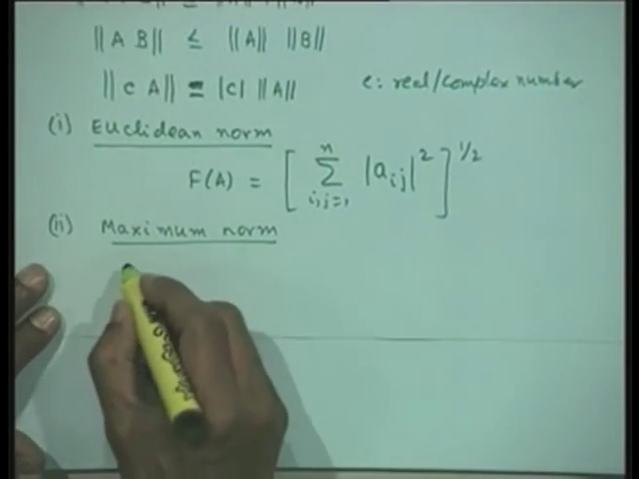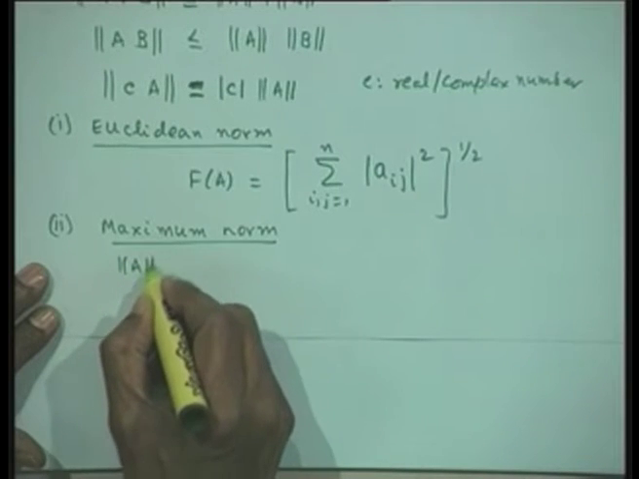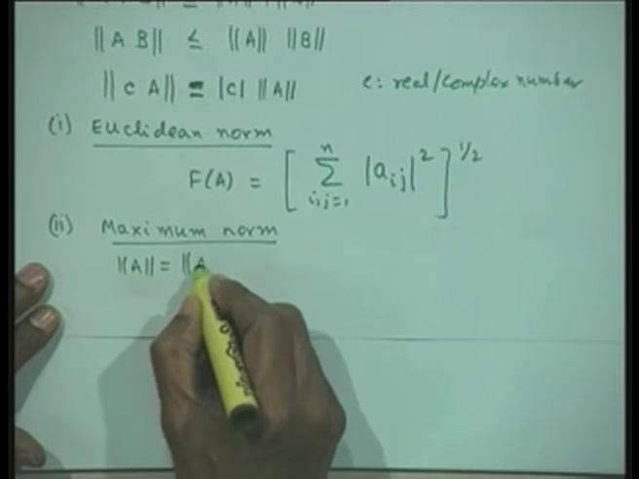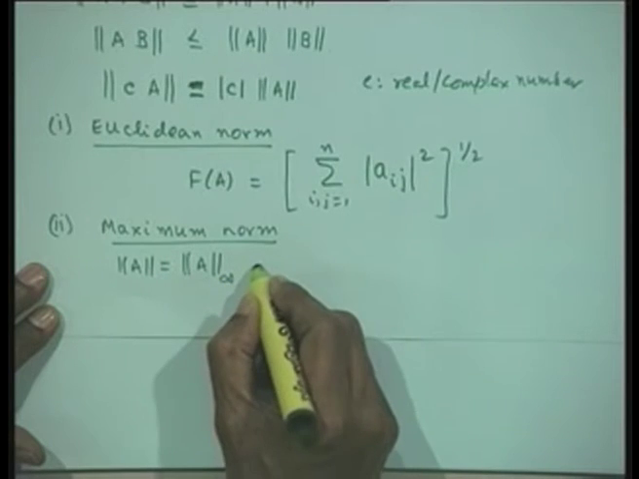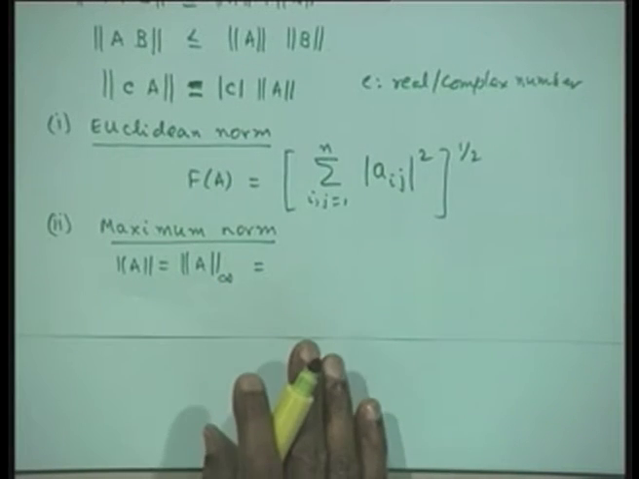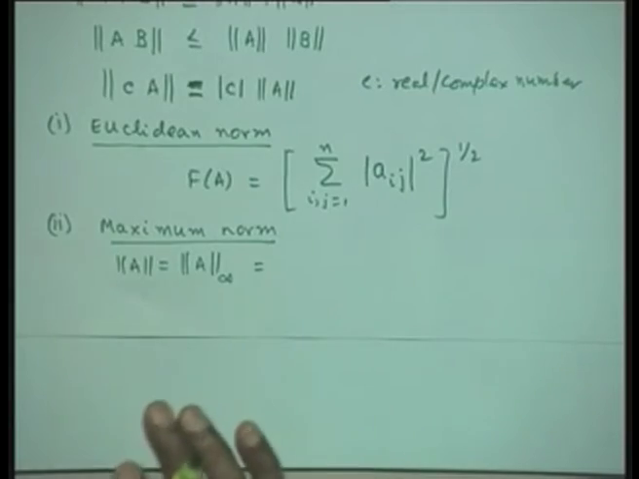One definition of the maximum norm, denoted by norm of A with a suffix infinity: I take any row, take the absolute values of all the elements, and sum them up. There will be n such row sums. I will take the largest of them, that is the maximum absolute row sum, as a measure, and that is called the maximum norm. So, that is denoted by this.